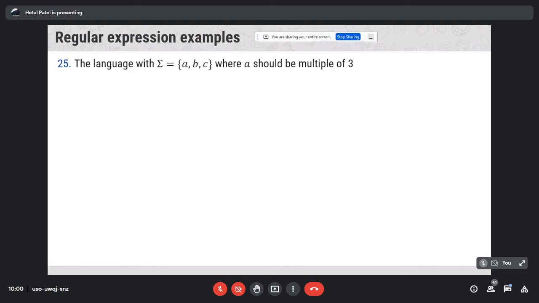Your language has triple A, B and C, which occur any number of times and in any sequence, right? It doesn't mean that the triple A must come first or last, right? There is no such condition. It may be in the middle, it may be at the end.